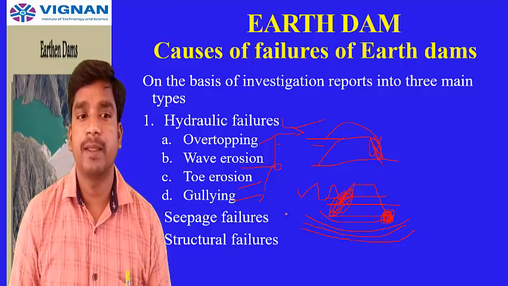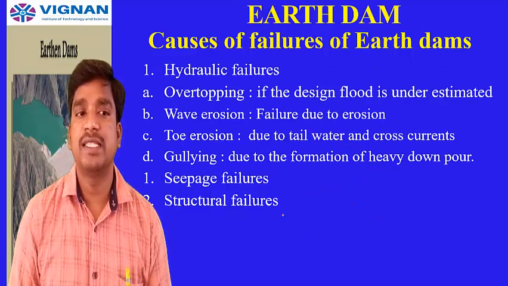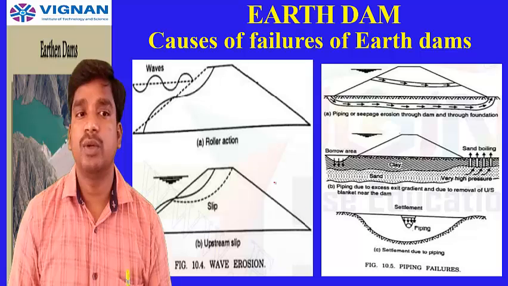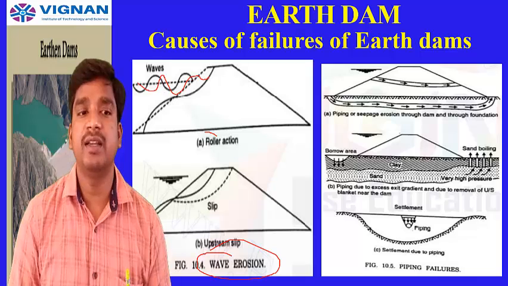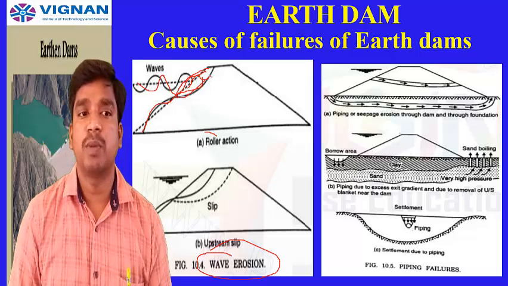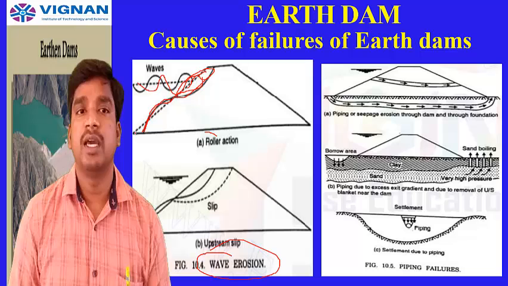Now let's see, overtopping we have seen, and this is the example of wave erosion. If the waves come like this, whenever the waves hit here, this soil may be deposited here. This amount of soil is removed from this because of the splashing of waves, and it is deposited like this. So instead of being straight like this, it is eroded.